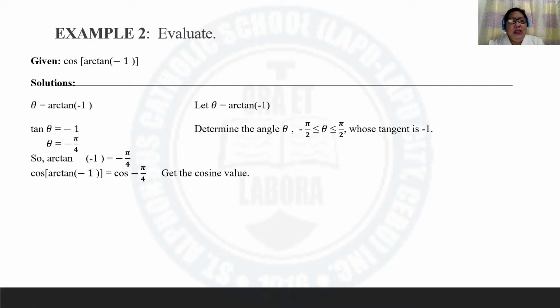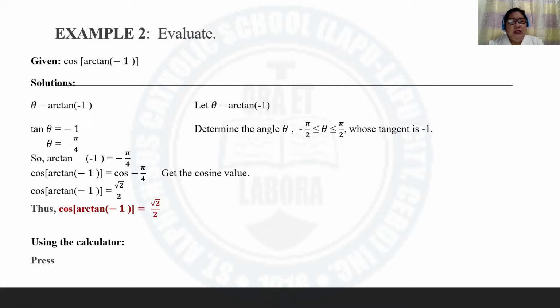And we have to take the cosine of the arc tan negative 1. So the arc tan of negative 1 is negative pi over 4. And cosine of negative pi over 4 is equivalent to square root of 2 over 2. So cosine of arc tan negative 1 is simply equivalent to square root of 2 over 2.